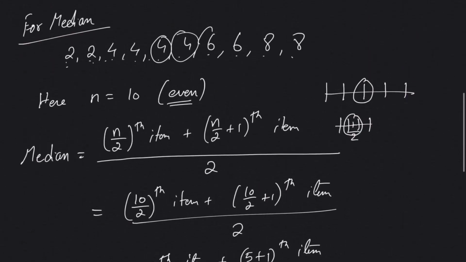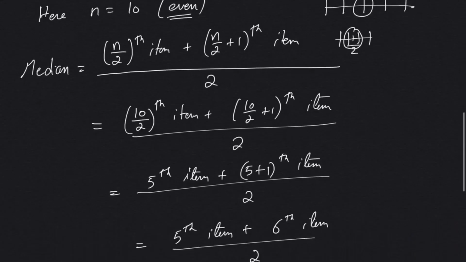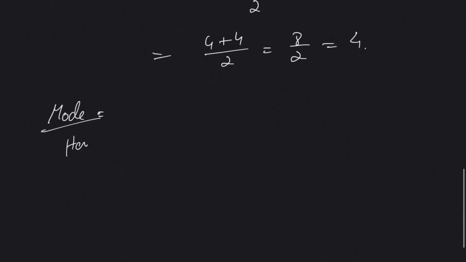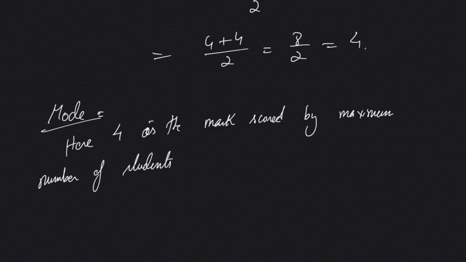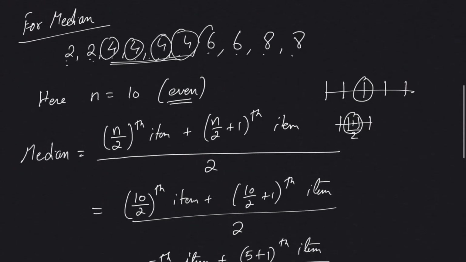And mode. Now for mode, what do we do? Mode means we look into the values and see which has occurred the maximum number of times. Here 4 is the mark scored by the maximum number of students, so therefore our mode will be equal to 4. This is how we used to calculate the mean, median and mode.